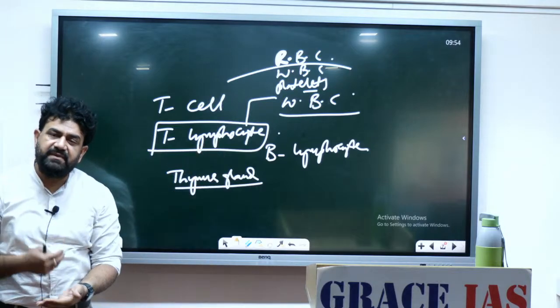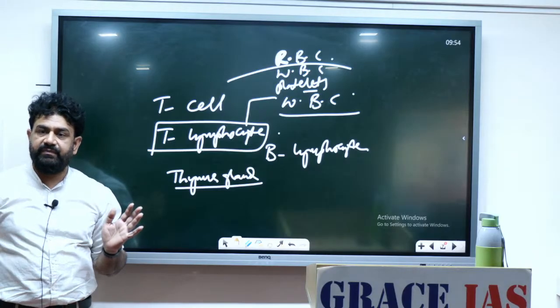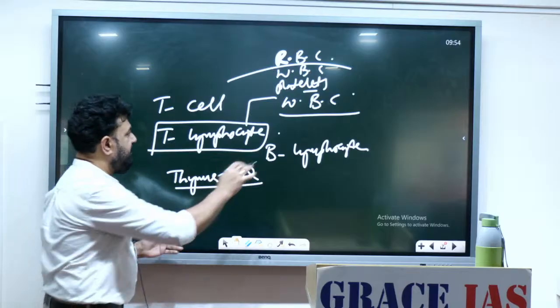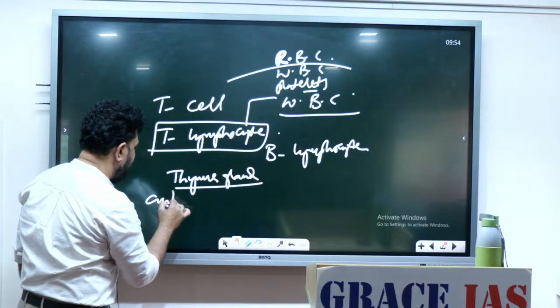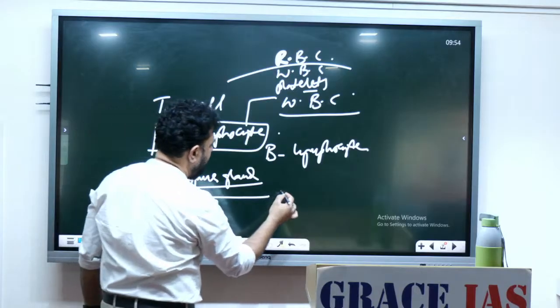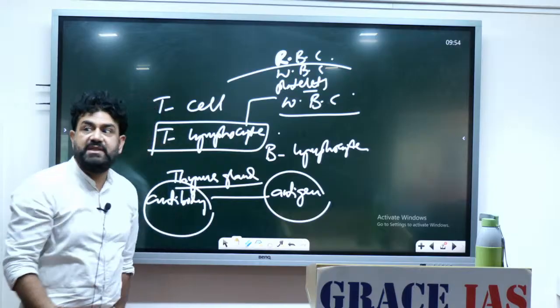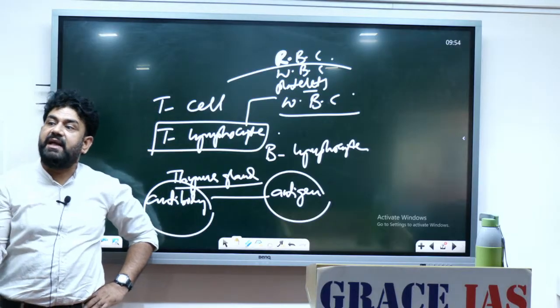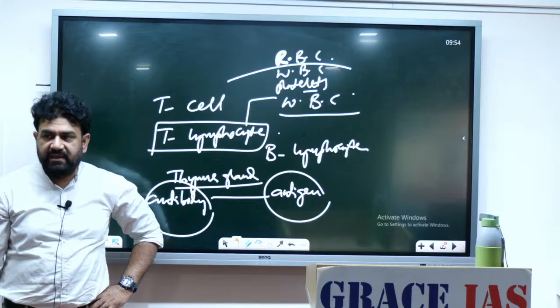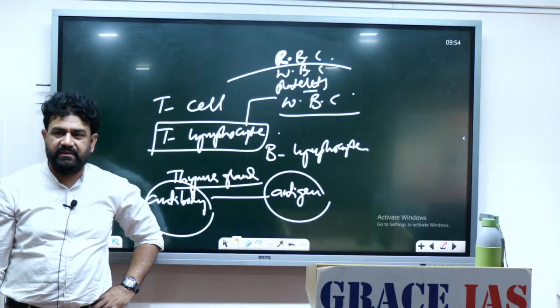What is the function of T cells or T lymphocytes? To produce antibodies. Please understand that these are basics. When would there be antibody? Whenever there is an antigen. What is antigen? These are very basics. You cannot make mistakes in this.